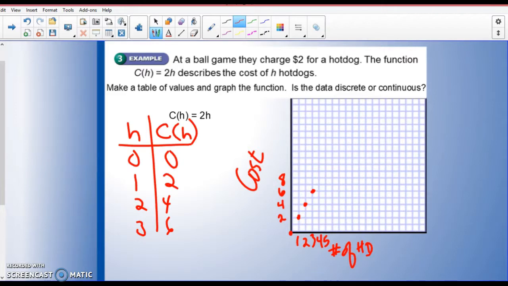Would I connect that with a line? Casey, you're shaking your head yes. No. Because if you go to Mr. Hot Dog Man, am I ever going to have to pay $2.25 for this scenario? No, because hot dogs are $2. That's all they're selling. So you either pay 0, 2, 4, 6, 8, etc. It is discrete because of the situation. $2 per hot dog. Does that make sense to you guys?